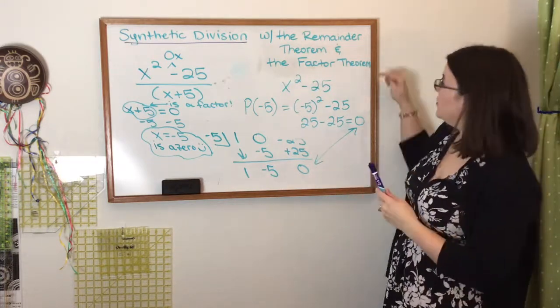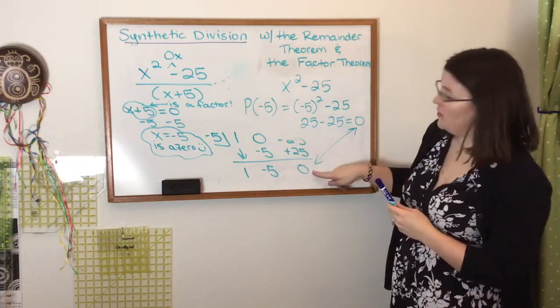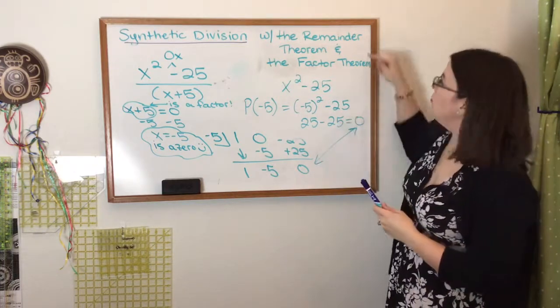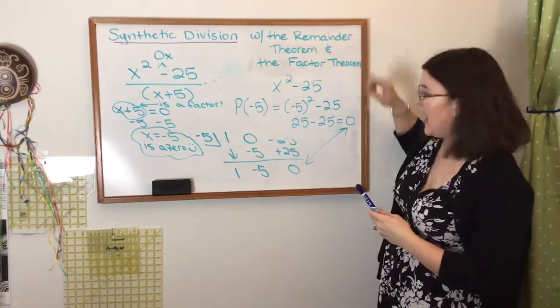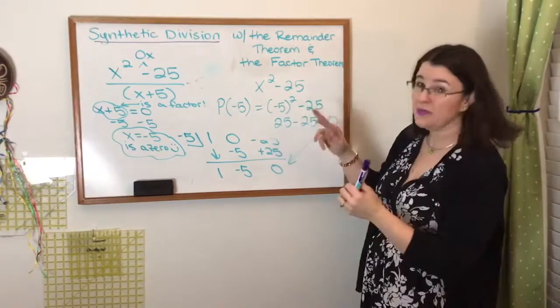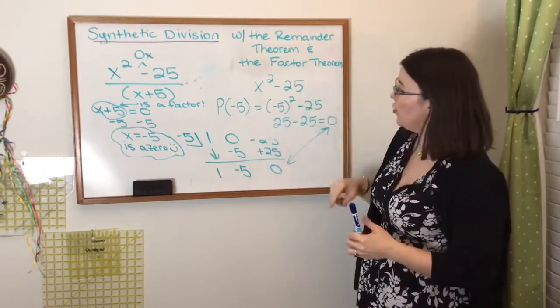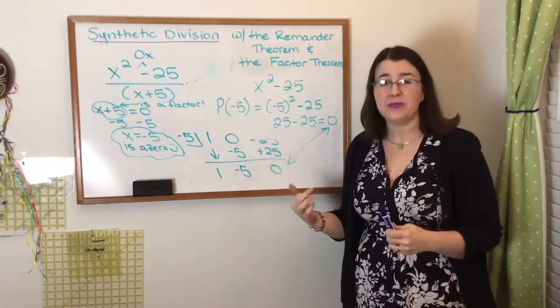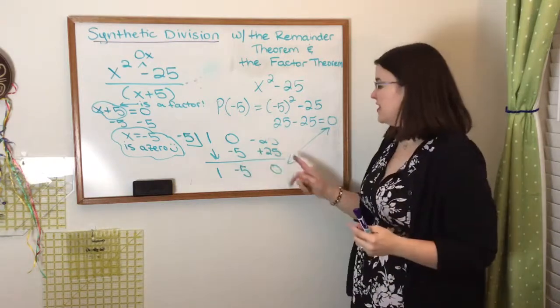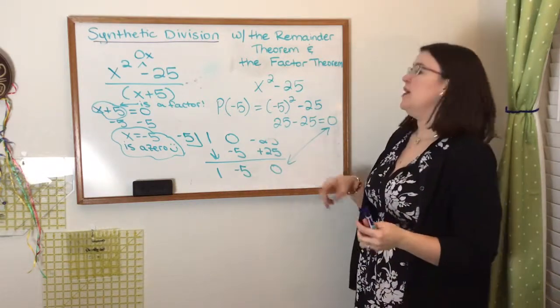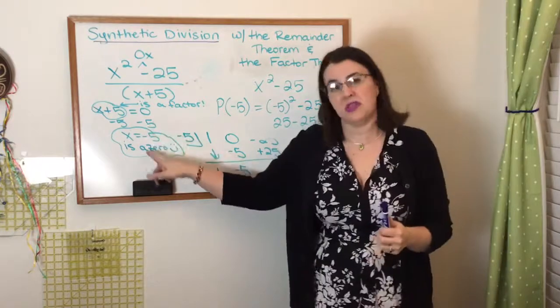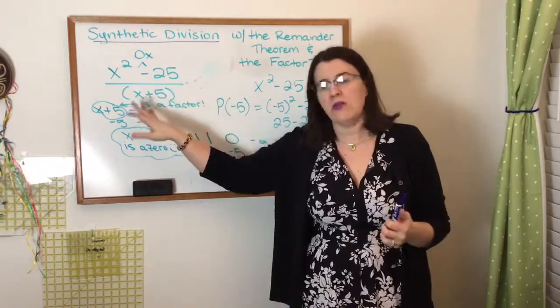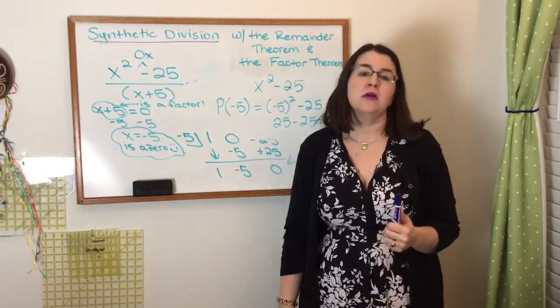Okay, so the factor theorem says it's a factor if its remainder is 0. The remainder theorem says you can test that by plugging it into or substituting it into the original polynomial. But if you forget how to substitute it in, you can always synthetically divide and still prove, yeah, it has a remainder of 0, so it's a 0, or depending on how you're thinking about it, it's a factor.